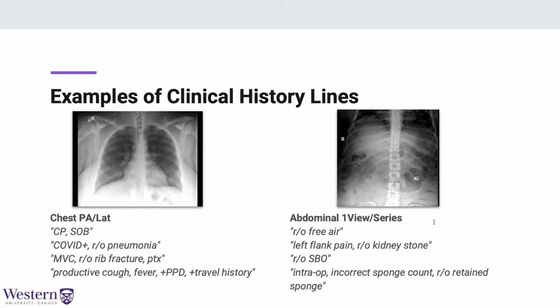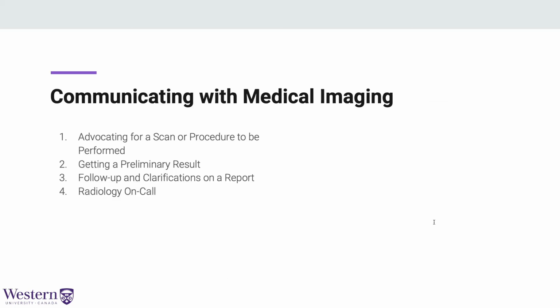CP for chest pain, SOB for shortness of breath, MVC for motor vehicle collision, SBO for small bowel obstruction, or PPD for purified protein derivative to test for TB. The abbreviation R/O for rule out is often used to ask us to exclude a specific diagnosis. Notice that these histories are often not very long, but they are generally quite specific, and they give us insight into what you're thinking is the main problem with your patient.